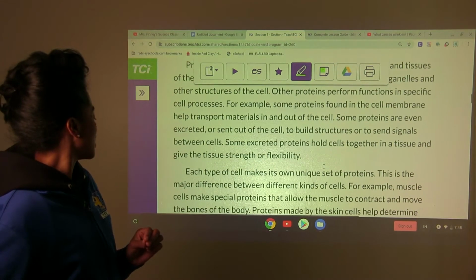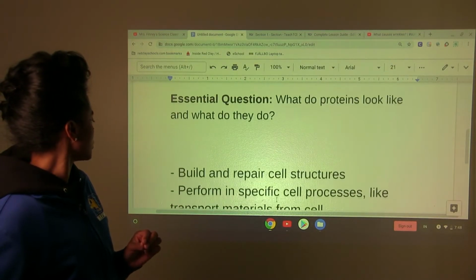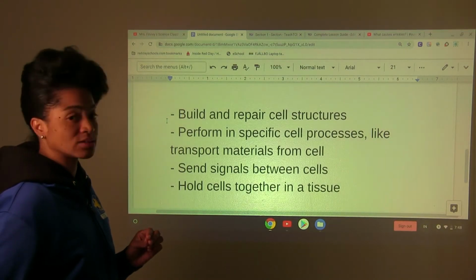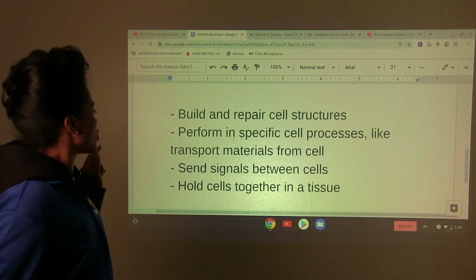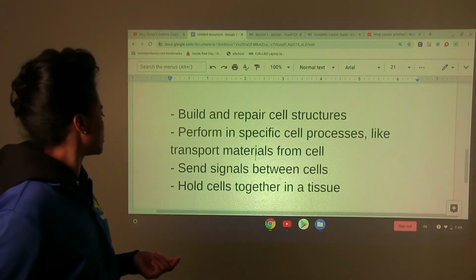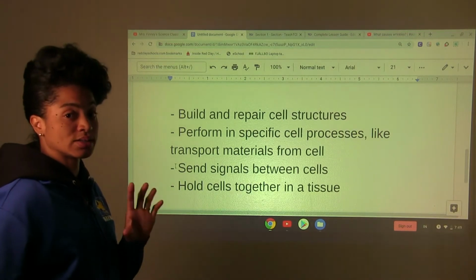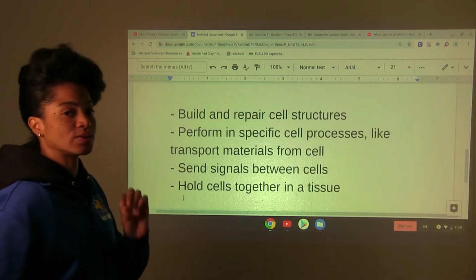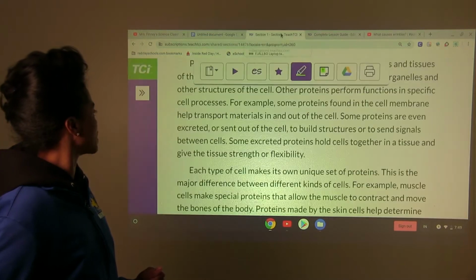Okay? So I want to go back here so you can see. Okay, these are the 4 functions of protein. Build and repair cell structures, 1. Perform in specific cell processes, like transport materials from cell, 2. The third one, send signals between cells. And the fourth one, hold cells together in a tissue. So those are the 4 functions of protein. Okay?